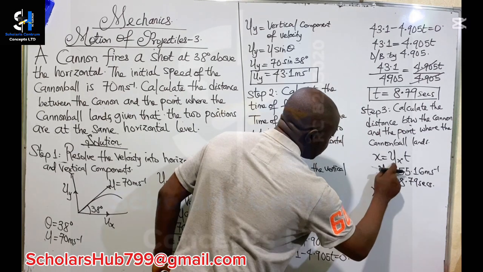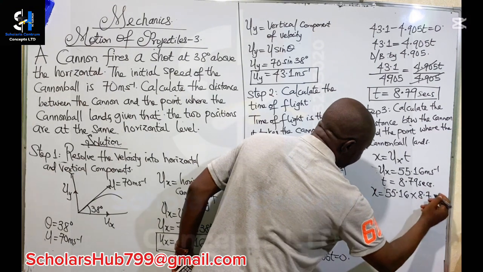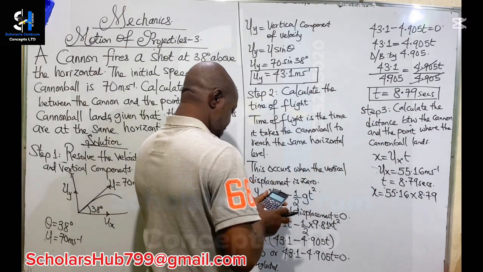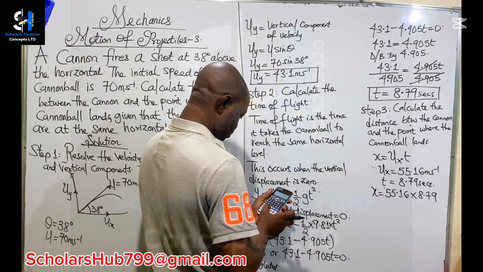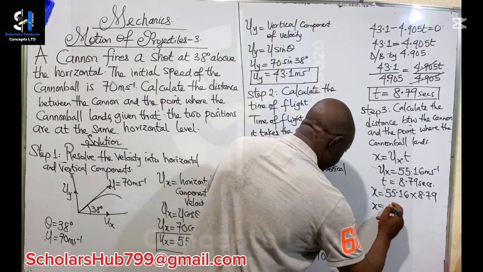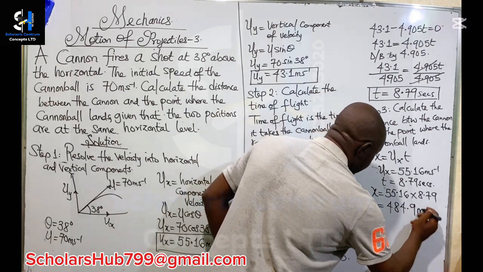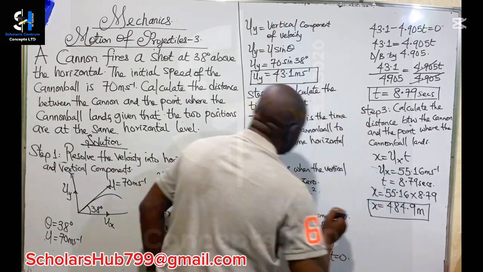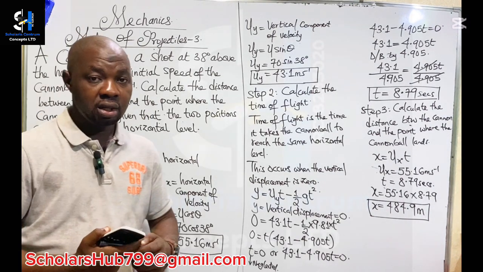So we're using this formula: 55.16 multiplied by 8.79. And that will be equal to x equals 484.9 meters. So this is the distance between the cannon and the point where the cannonball lands, given that the two positions are at the same horizontal level.